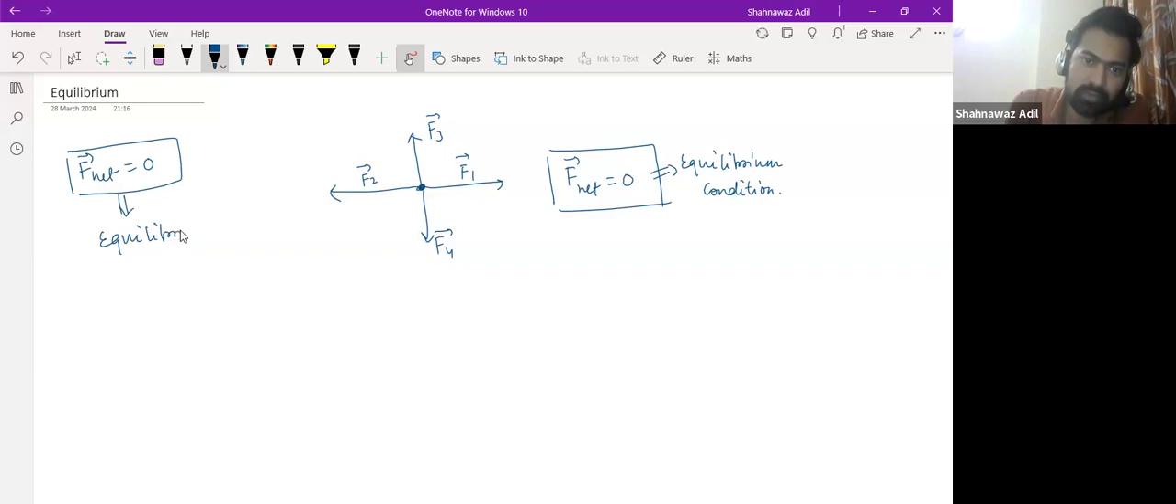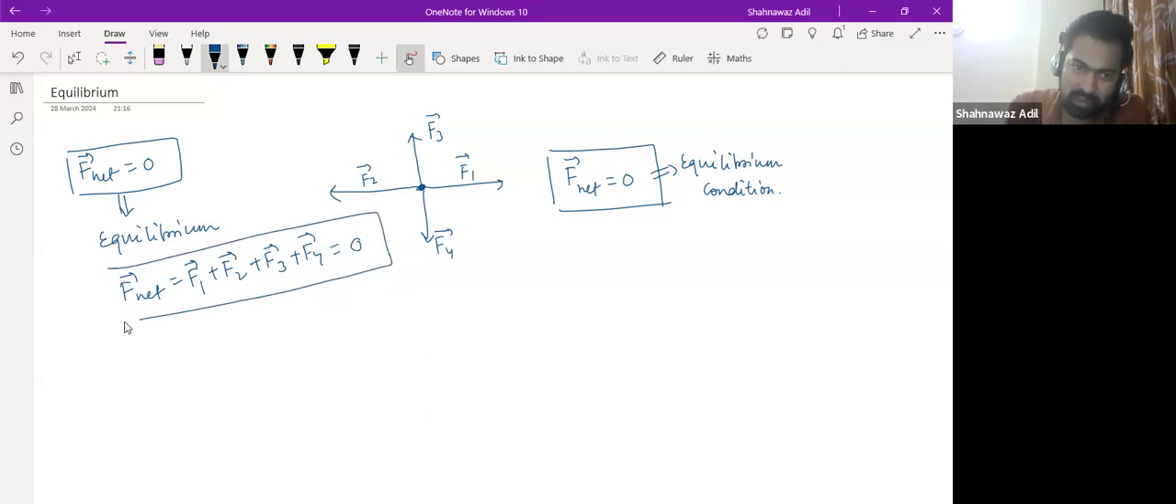So F net, which is F1 plus F2 plus F3 plus F4, all the forces are cancelling each other out, and this is giving you 0. So this is called equilibrium.